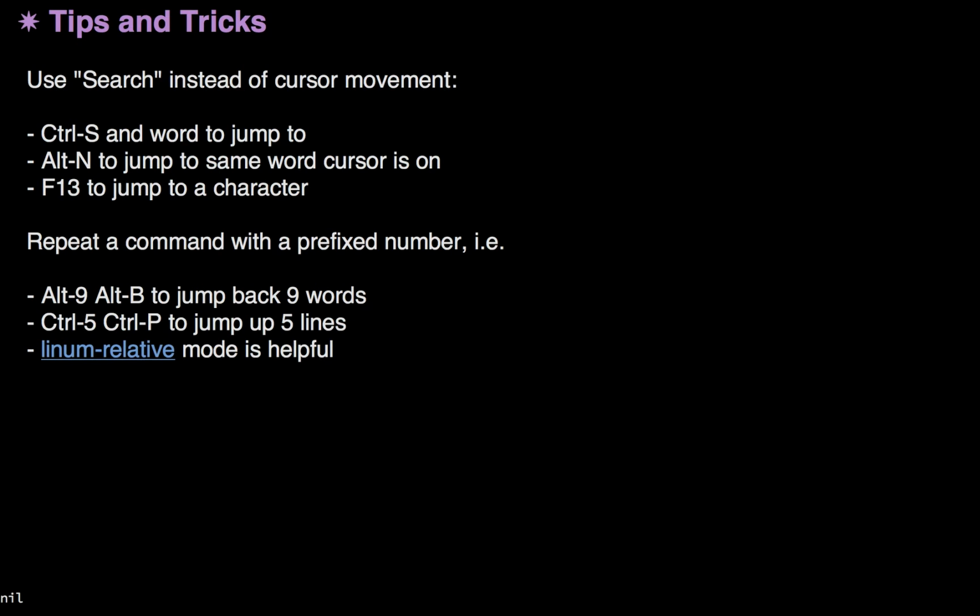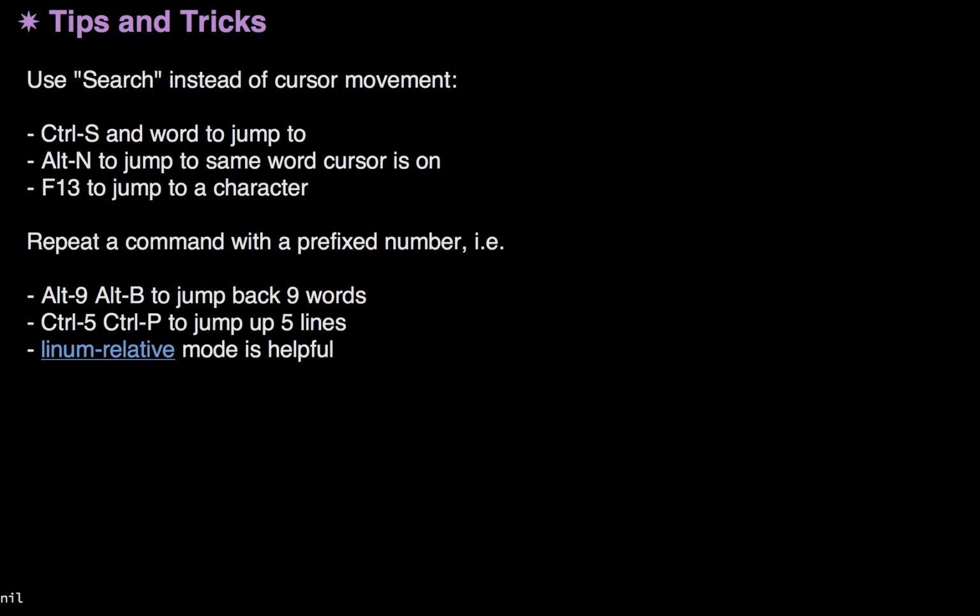Okay, so the other thing is each command, well, just about all of them, will take a kind of a times argument, like we saw when I was typing in that eLisp code. So Alt-9 and then Alt-B will jump back 9 words. And Control-5 and Control-P will jump up 5 lines.